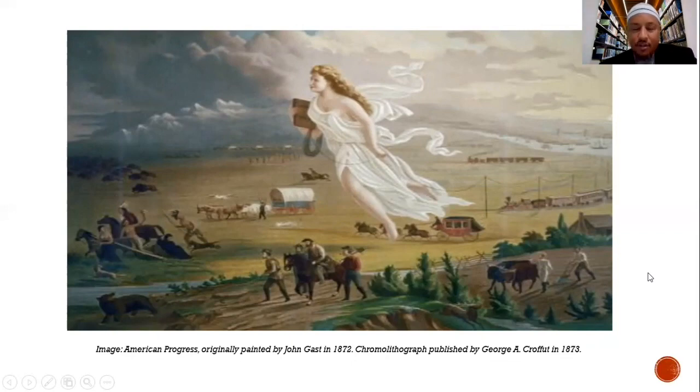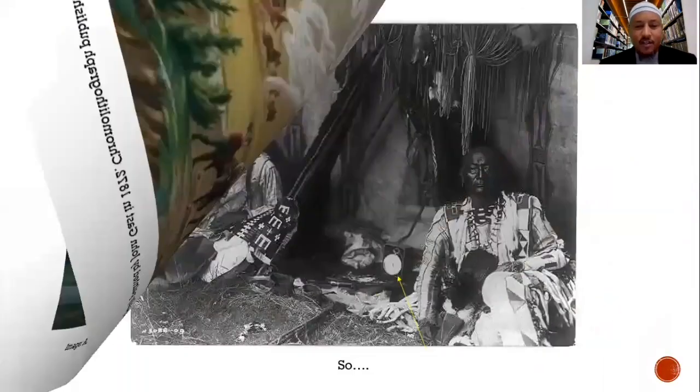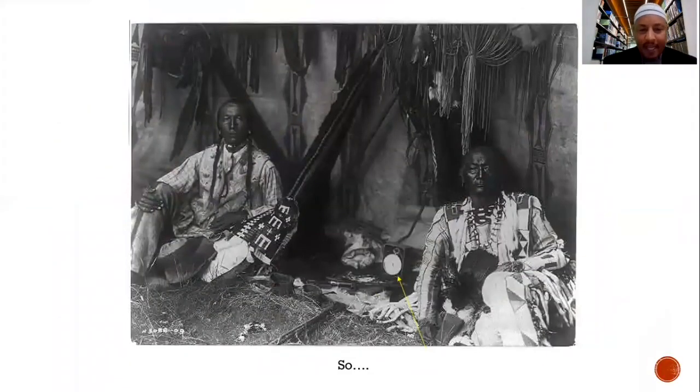Manifest destiny, as you learned earlier in the year, was the belief that America was meant by God to expand. And because many people in America, not everyone, held this belief, there had to be supports for this, right? There had to be a reason why we would move into territories that were already inhabited by other people and take those territories away. So now go back here.